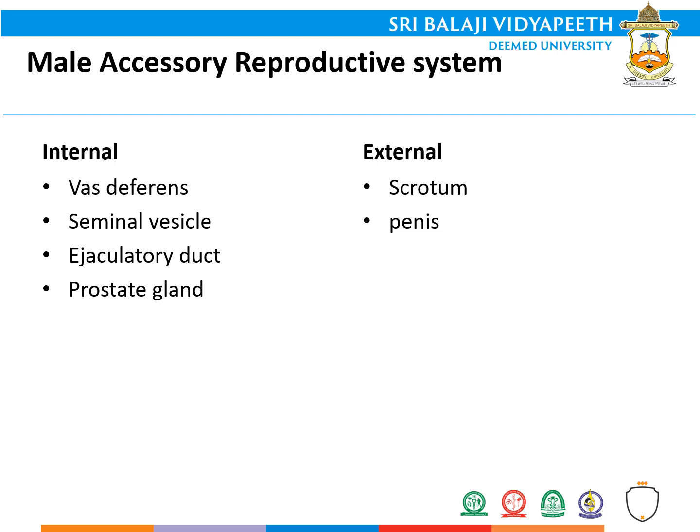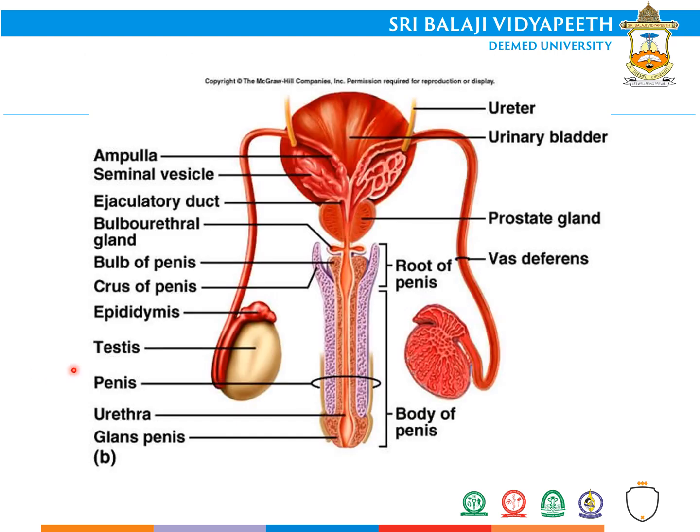The internal male accessory reproductive system organs include the vas deferens, the seminal vesicles, the ejaculatory duct, and the prostate gland, whereas the external ones include the scrotum and the penis. Now this is the testis, which is the primary reproductive organ in males. Now this is the epididymis, which continues as the vas deferens, and lying posterior to the urinary bladder is the seminal vesicle. The seminal vesicles and the vas deferens together join to form the ejaculatory duct, which opens into the prostatic part of the urethra.